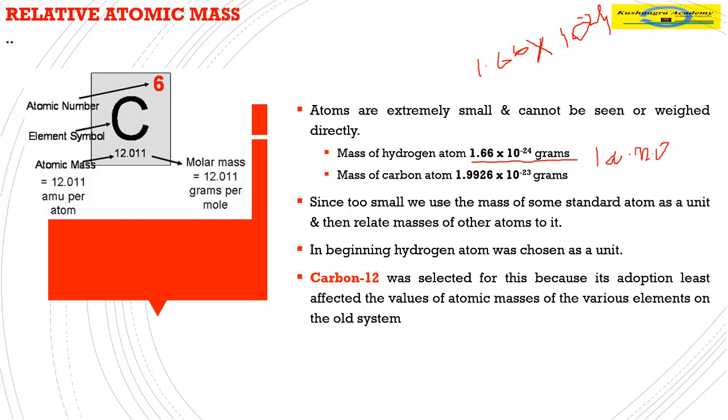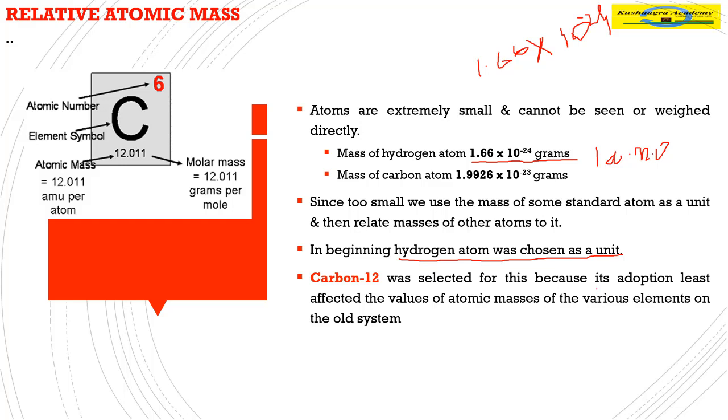So how do we calculate the mass of the other elements? Other elements contain both protons and neutrons, and it is very difficult to calculate, but it is very easy to compare with the mass of the hydrogen atom. That's why they use the term relative, which means reference to the other elements. In the beginning, the hydrogen atom was chosen as the reference unit, but it was found that hydrogen does not react with most of the elements, and that is why we shifted to another element, that is carbon 12.